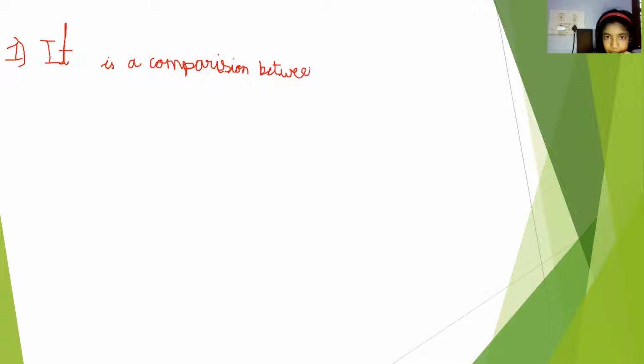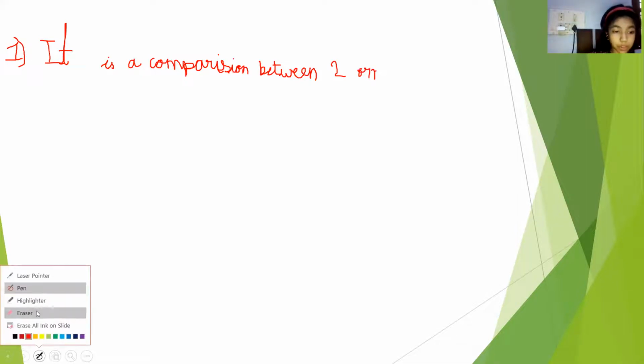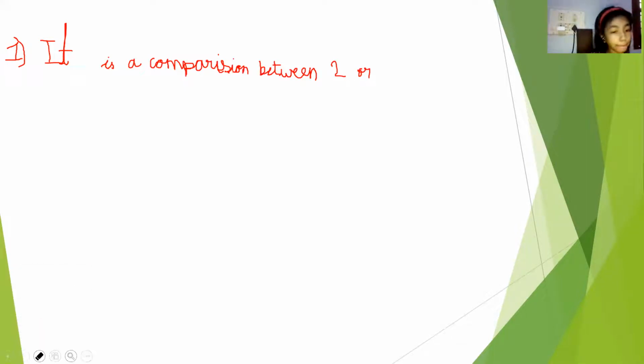The example is, it's a comparison between two or more things, right? So if there are apples and bananas, which one do you like more? So you're comparing which one you like more. Two or more things. You can even say a pen or a pencil. Which one are you more comfortable with? I'm more comfortable with a pen, actually a pencil.